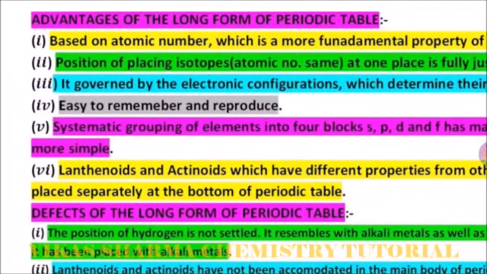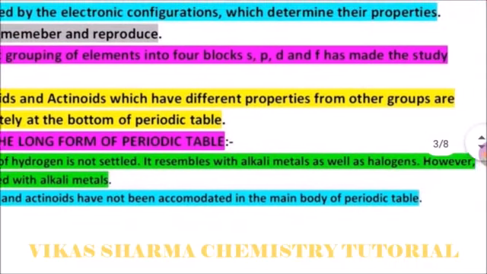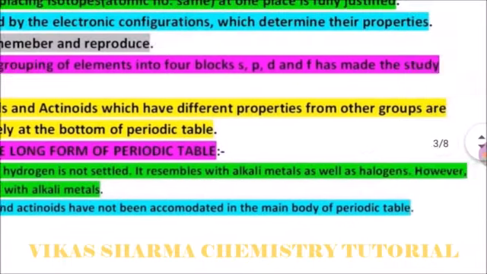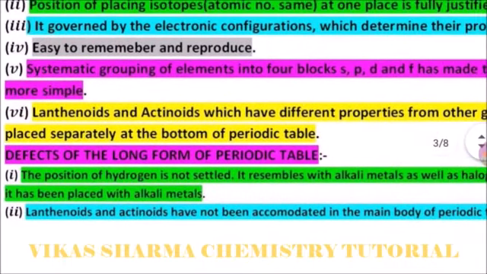But there are some defects in the long form of the periodic table. They are: the position of hydrogen is not settled. It resembles the alkali metals as well as the halogens. However, it has been placed with the alkali metals. So the position of hydrogen in the modern periodic table is not justified. It is put above the alkali metals, but that is not the correct place because it has some similar features with the halogens.